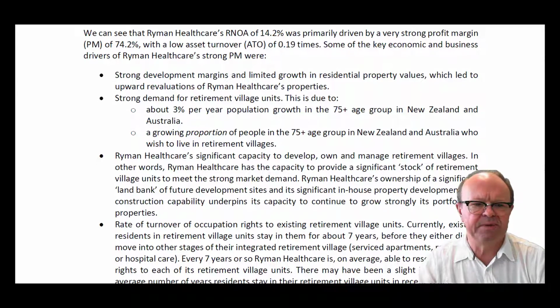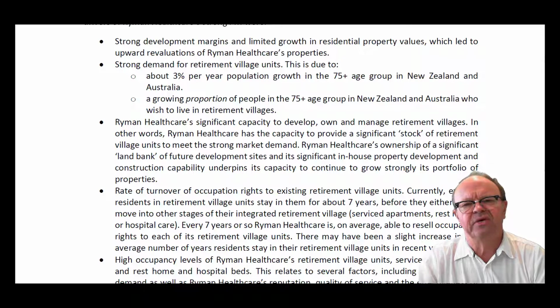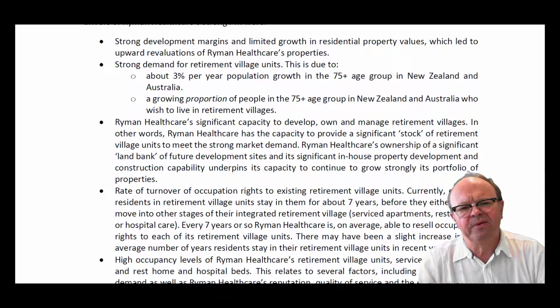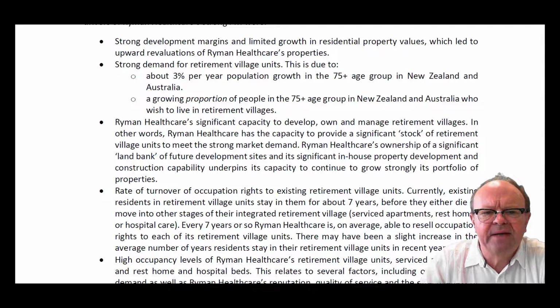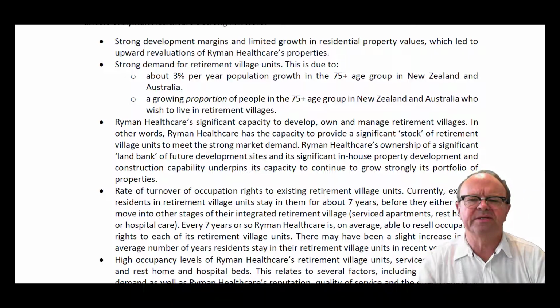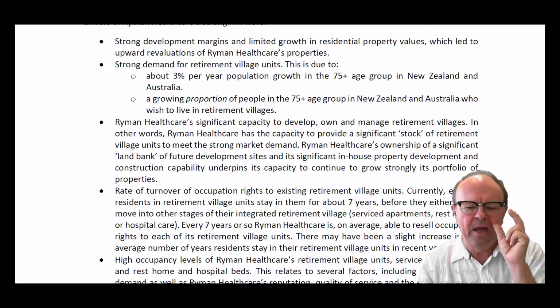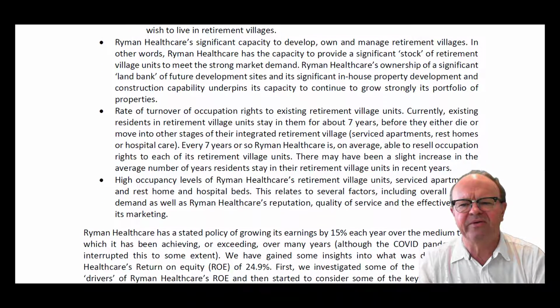Some of the key economic and business drivers of Ryman Healthcare's strong profit margin were strong development margins and limited growth in residential property values, which led to upward revaluations of Ryman Healthcare's properties. Strong demand for retirement village units. This is due to about 3% per year population growth in the 75 plus age group in New Zealand and Australia, a growing proportion of people in the 75 plus age group in New Zealand and Australia who wish to live in retirement villages. Ryman Healthcare's significant capacity to develop, own and manage retirement villages.